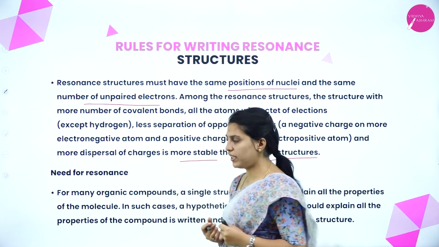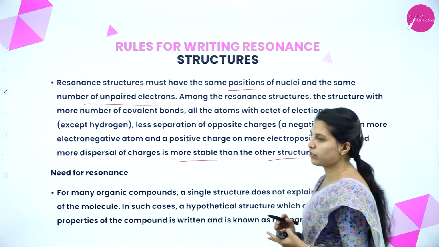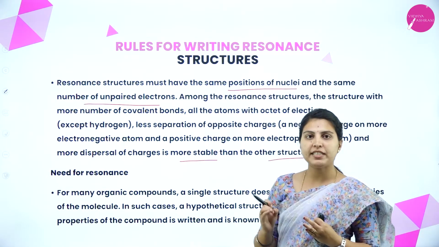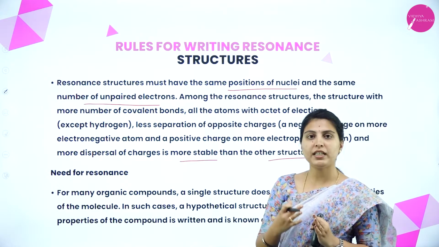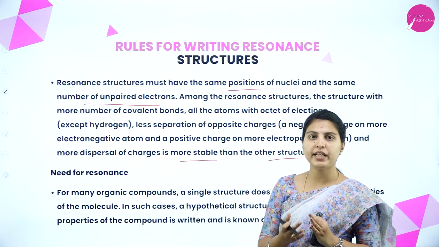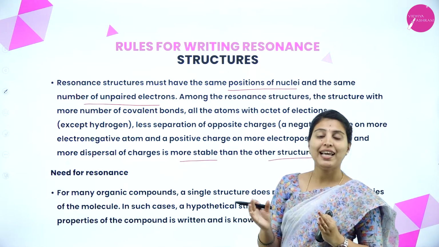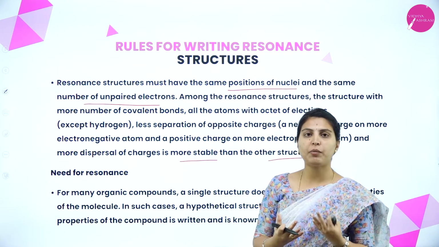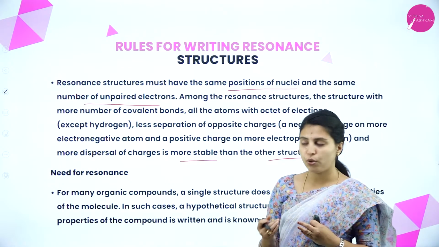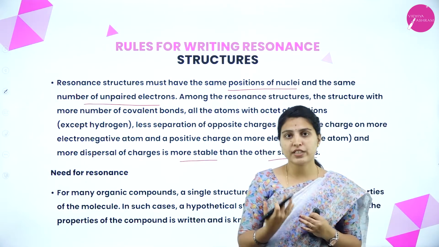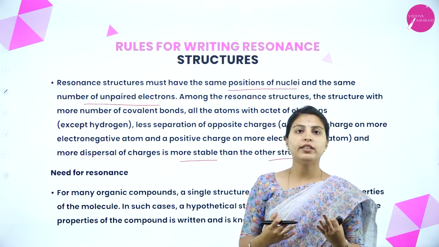What is the need for resonance? For many organic compounds, a single structure does not explain all the properties of the molecule. Means if we write benzene or any kind of compound in one structure, the bond angle will be the same. By that bond angle, the melting point or boiling point will be comparative to that structure. If we change the structural order a little bit, obviously the melting point or the boiling point, the bond angle, all the physical properties or all the chemical properties will be changed. So, by writing different kinds of structures, the properties of the compound will be changed. By that we can study more than one concept.